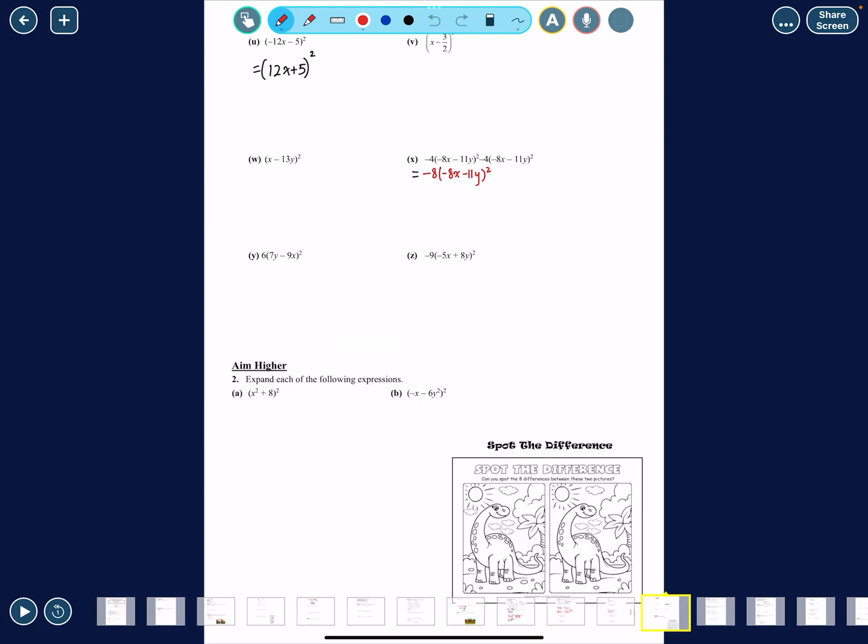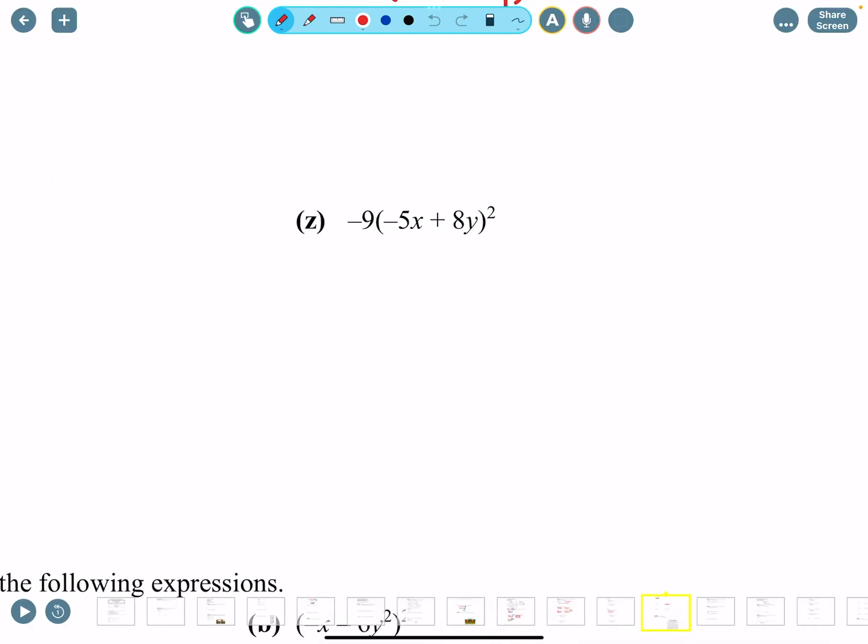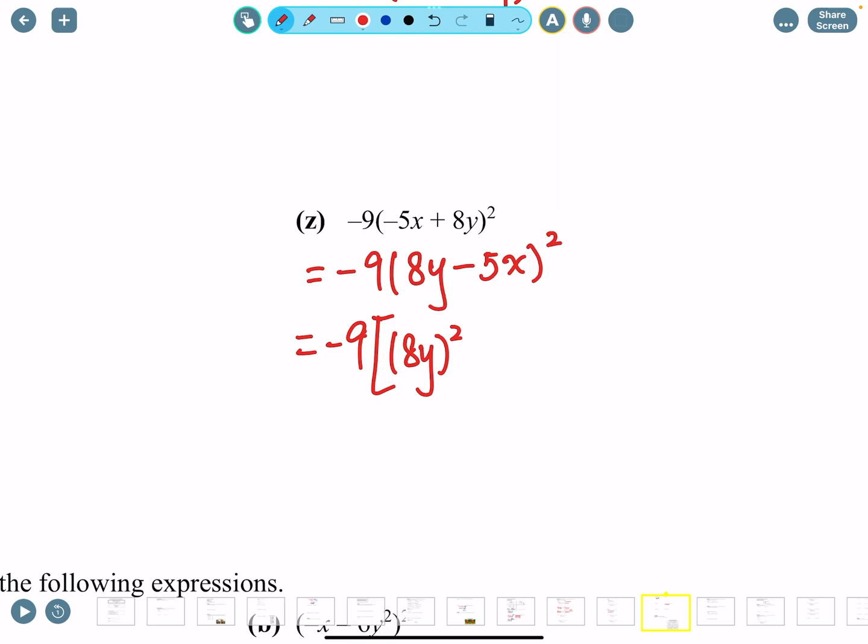Let me try another similar question. Let's try this one over here. So we have -9. The negative is at the front, and we notice that this is plus, so we're gonna swap it. We're gonna have the plus in the front. 8y minus 5x whole square. -9 times 8y squared minus 2 times 8y times 5x plus 5x squared.